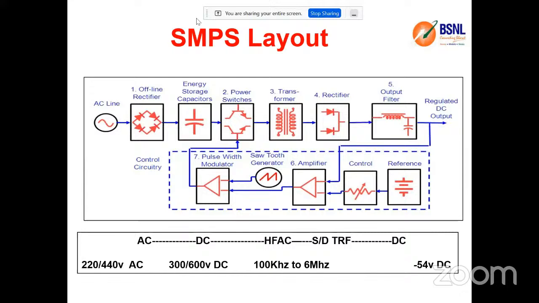Then at point number two, the switching function comes into the picture. Here we convert that DC into a pulsated AC. Why am I converting it to AC? In the first stage the AC has a frequency of 50 hertz, but at the power switches we convert it into high frequency AC. Normally we use around 25 kilohertz. Here the range is given from 100 hertz to 6 megahertz, but normally we use 25 kilohertz. So high frequency AC is produced.